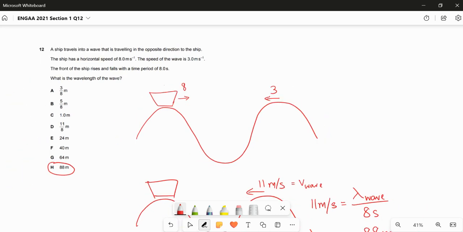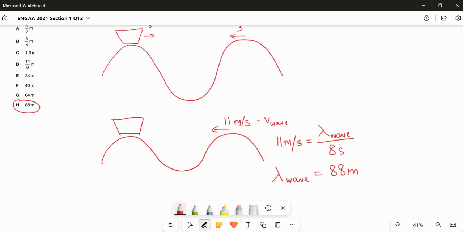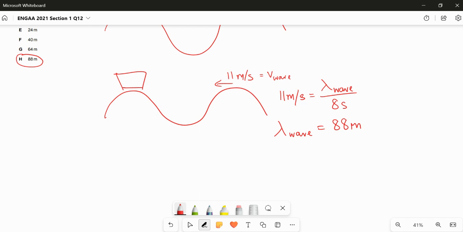Now you might be wondering, okay, so what is the actual time period of the wave? Well, if you notice, the wave is actually moving at speed 3, at least relative to us, who are just stationary observers looking at this wave. The time period of the wave would be the wavelength over the speed of the wave, which is 88 over 3, which is about 29.3 seconds.